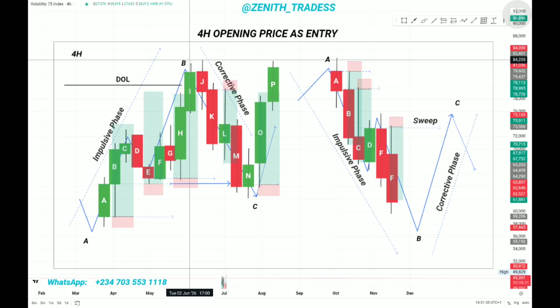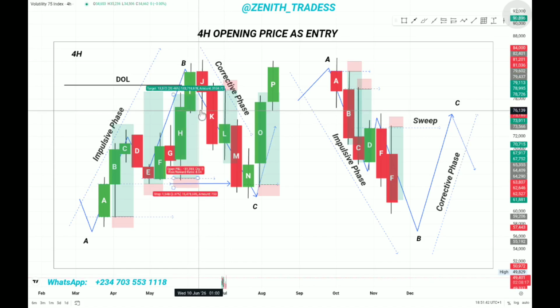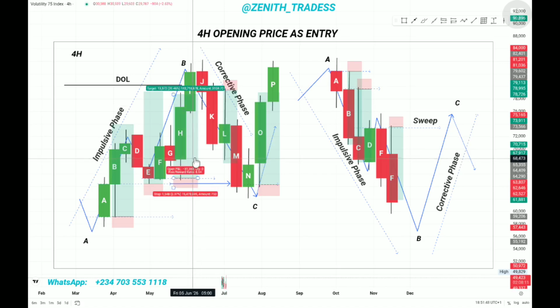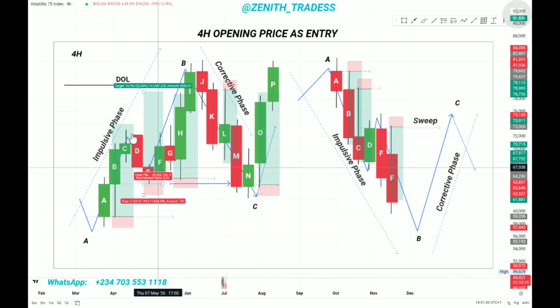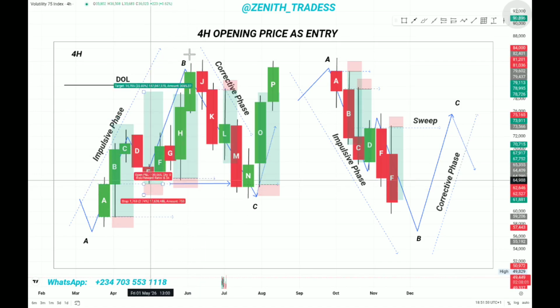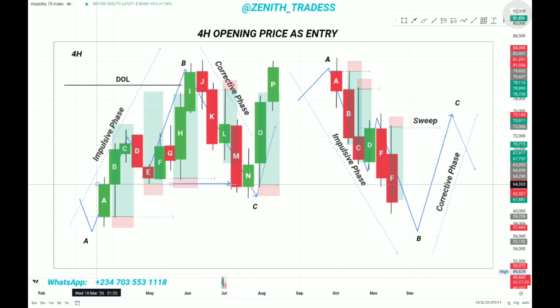Now that the objective is complete, we do not expect to buy from the opening price of candle I anymore because the objective of that leg has been completed. See the logic. We do not expect to buy from the opening price of candle H anymore because the objective of this entire impulsive move is completed. The next objective is to move price from B to come and sweep liquidity of the internal structure. That is the corrective move. Impulsive, corrective. Are we together?